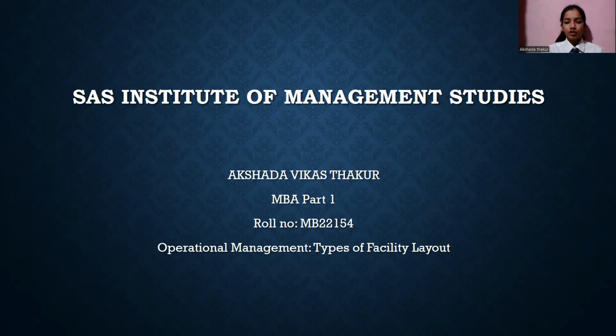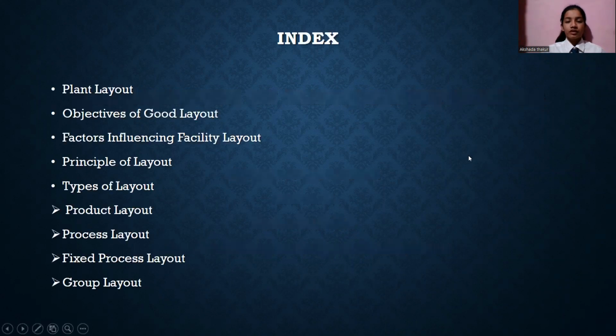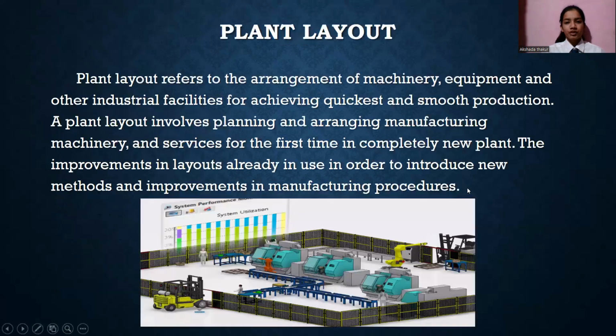My presentation is on operational management and my topic is types of facility layout. The index for this presentation is plant layout, objectives of good layout, factors influencing facility layout, principles of layout, and types of layout. There are 4 types of layout: product layout, process layout, fixed position layout, and group layout. So let's start.